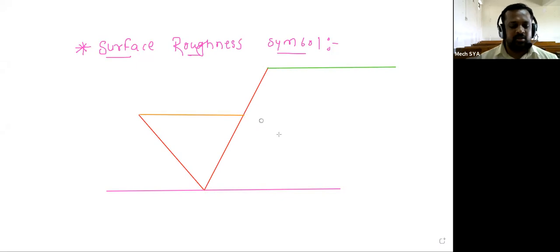See, this is the main surface roughness symbol. Again, here we have to show the surface. Then, what is the application or use of the surface roughness symbol? We will discuss how the surface roughness symbol is helpful to us during production.